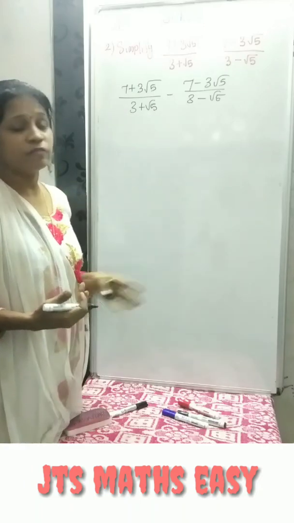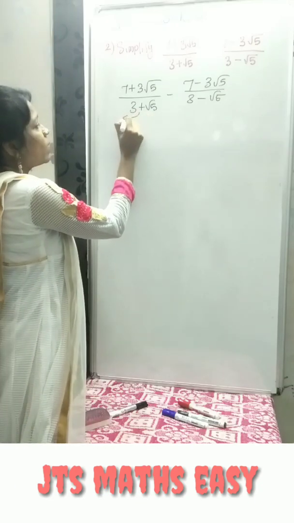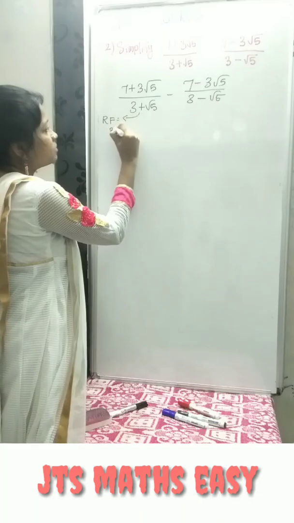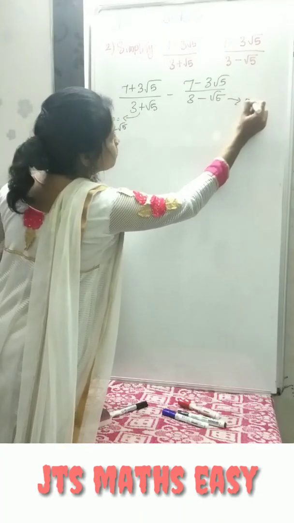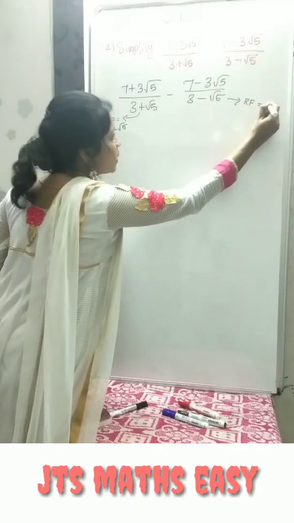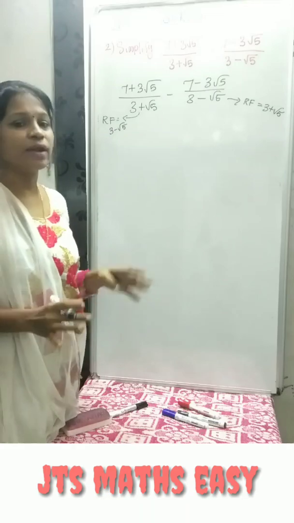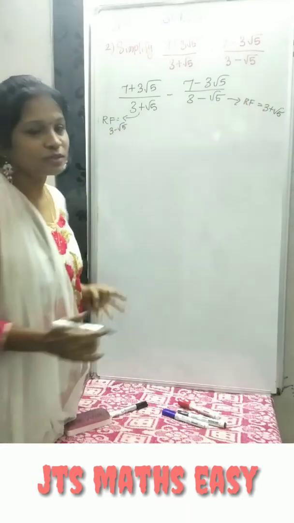But for both, we want to consider the rationalizing factor, RF. So what is the first RF? For 3 plus root 5, it is 3 minus root 5. And for this one, we have 3 minus root 5, which means the RF is 3 plus root 5. Okay. So now this RF we want to multiply and divide with the first term as well as the second term.